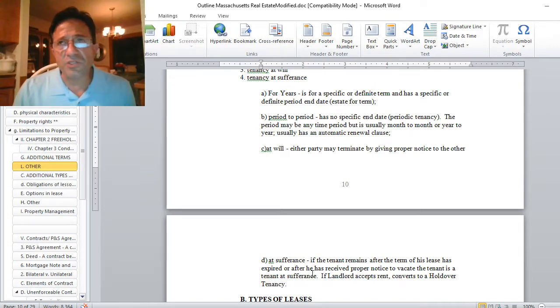Proper notice is usually the period of time in between rental payments. So if you pay your rent on the first of the month, then the duration of the proper notice that can be given to terminate this type of tenancy has to be 30 days. If you pay the first of every month, it's a 30-day period, so your notice has to be 30 days. That's the reason why, in a residential setting, you'll hear you have to give a 30-day notice.